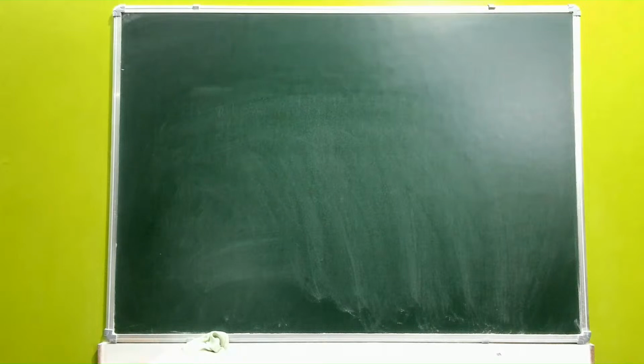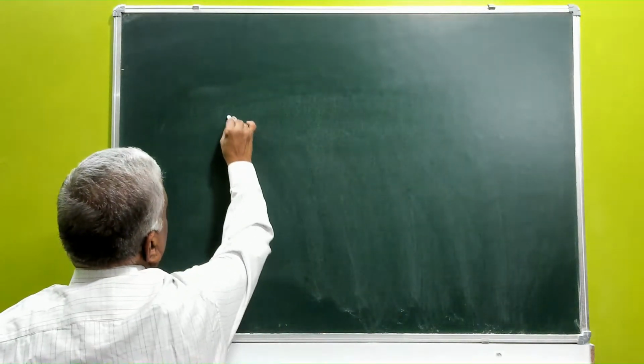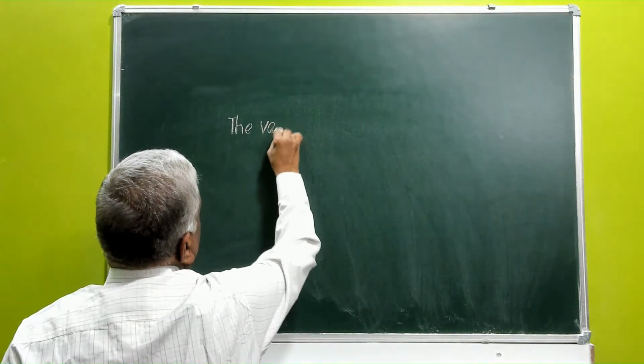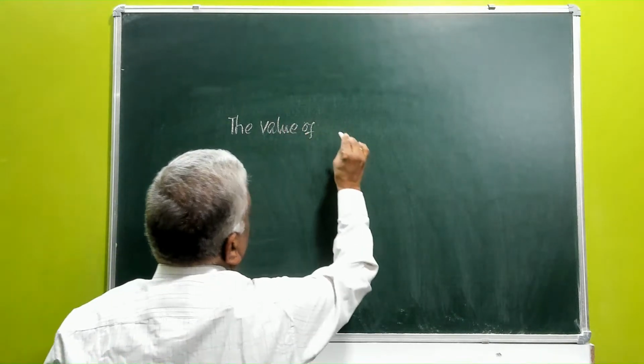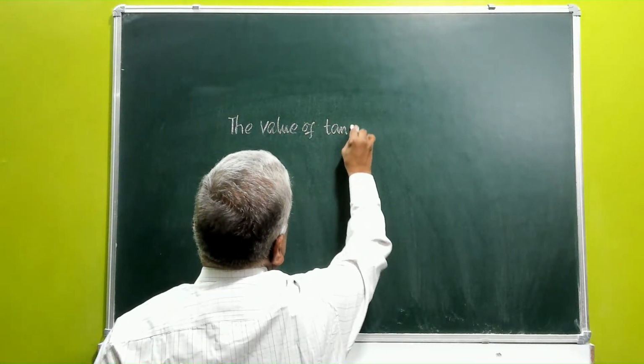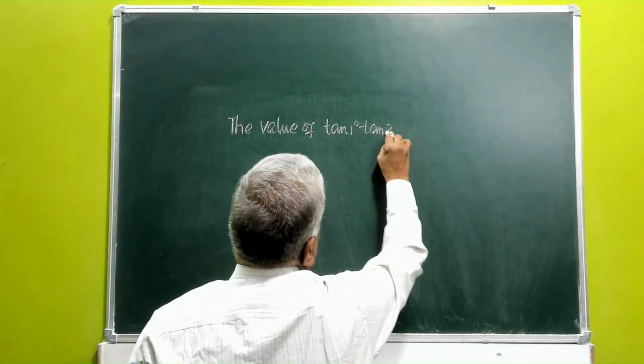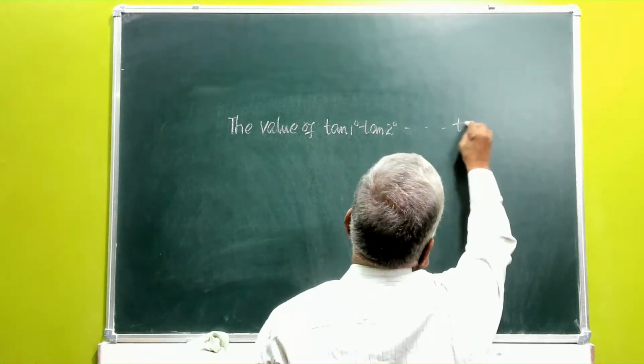The next problem has been repeated in the examination a number of times, but we shall work it again so that, in case it is repeated again, you can work it out easily. The problem is: the value of tan 1 degree into tan 2 degrees, etc., tan 89 degrees.